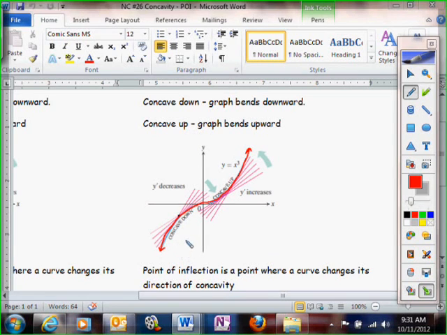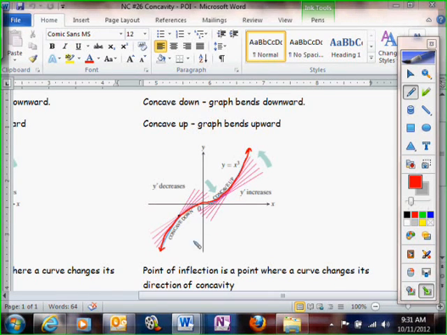But if I'm talking about concavity, we can have concave down or concave up. If it's concave down, that means the graph bends downward. So right here, the graph bends downward. So we have concave down here on this part of the graph because it is bending downward. But it's going to change right here and it's going to start bending upward, which means it's concave up.